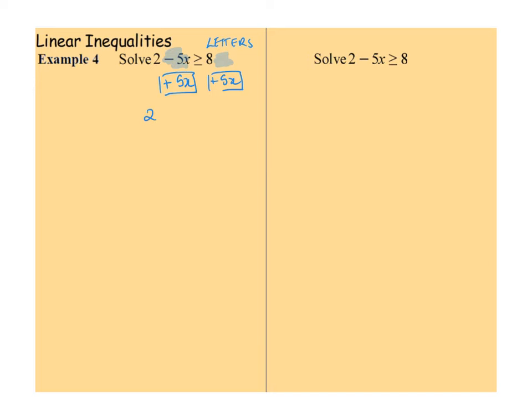So I would get 2 is greater than or equal to 8, add 5x. I'm trying to get x on its own, so I would subtract 8 from both sides. -6 is greater than or equal to 5x, and I would divide both sides by 5 to get x on its own.